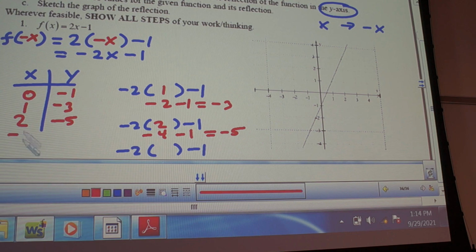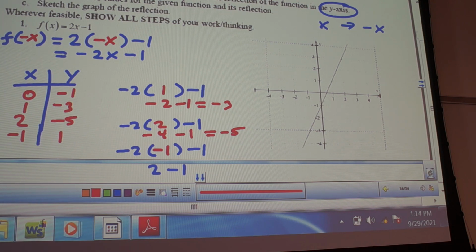We'll do if I did negative 1. So negative 1 in there, when x is negative 1, what do I get? Negative 2 times negative 1 is positive 2 minus 1. I have $2, I owe $1, altogether my net worth is positive 1. Okay, then graph them.